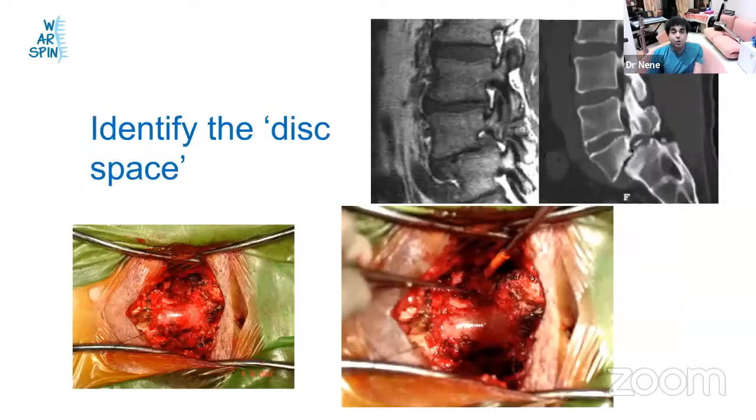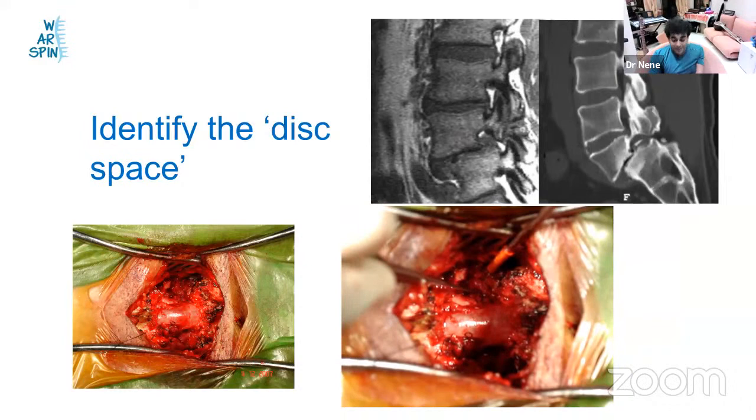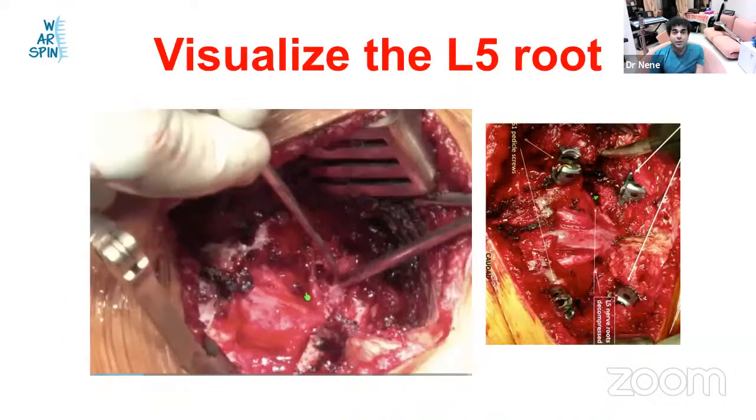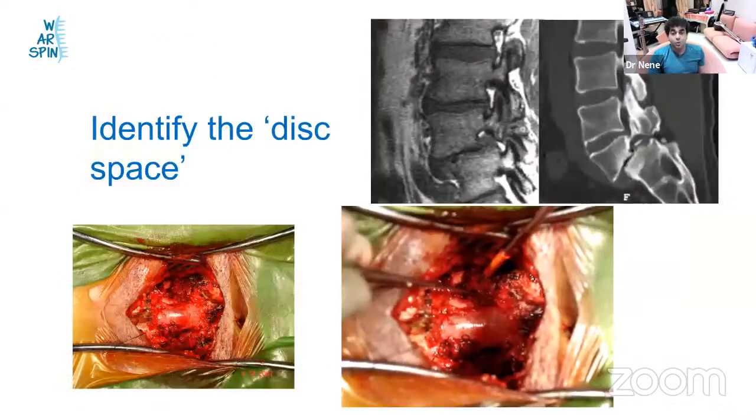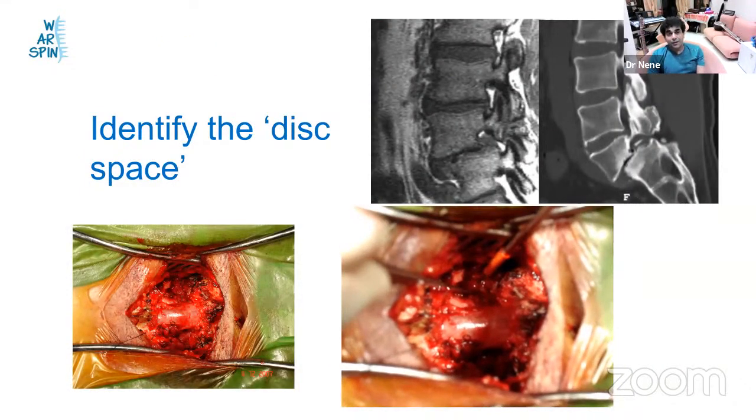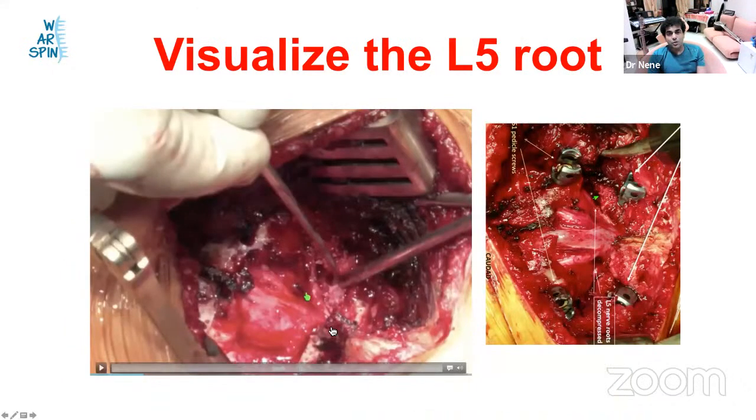So if you're asking for neuromonitoring, which you should in these cases, you ask for triggered EMG probes, where while doing the maneuver, you keep triggering or actually touching that L5 root. And by touching the L5 root, you will know that you're not harming that root, because there's almost a 20% incidence of L5 root palsy despite doing this kind of exposure.